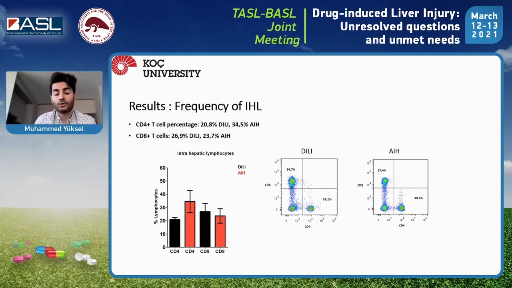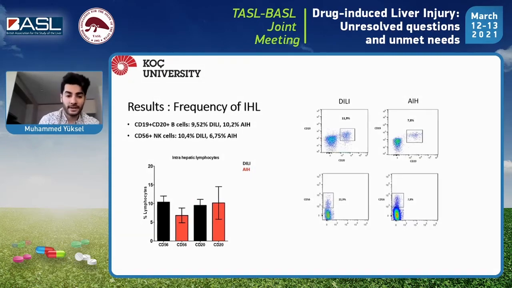Then regarding the intrahepatic lymphocyte population, to start with CD8 cells, well, we didn't see any difference between livers from DILI versus AIH. However, there was a clear trend, let's say, of increased CD4 cells within the livers of autoimmune hepatitis patients as compared to DILI. And these are then representative FACS dot plots.